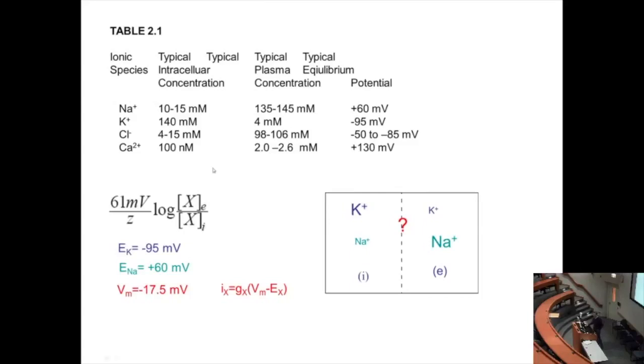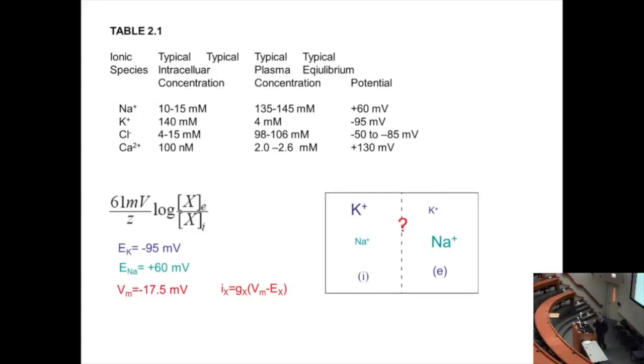Here's the reason why. This is Ohm's law. G is the conductance, the permeability, and it is the same for both ions. If I plug in minus 17.5 for the membrane voltage and minus 95 for EK, I will get a current, a flux of ions. If I plug in minus 17.5 and plus 60, I will get a current. Those currents will be equal and opposite, so that the net current is 0.